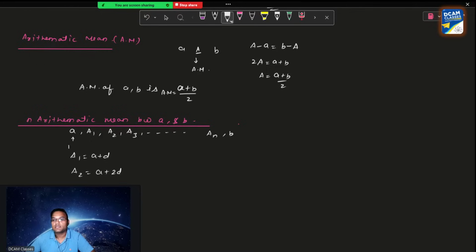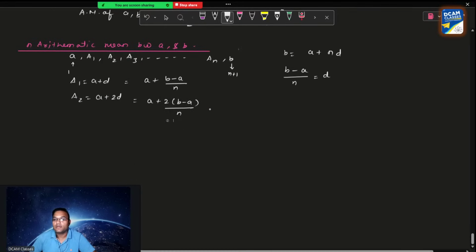If this is your first term, this will be your n plus 1th term. So b is equal to a plus n into d. So b minus a by n is equal to d, the common difference you have got. So a1 you can find as a plus b minus a by n, and a2 as a plus 2 into b minus a by n.